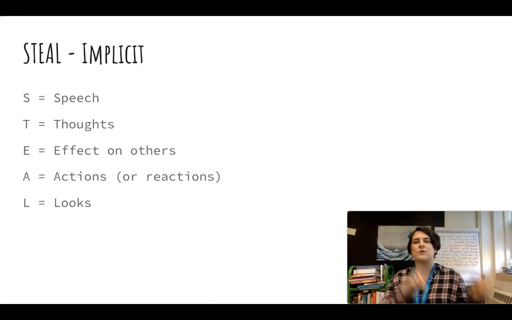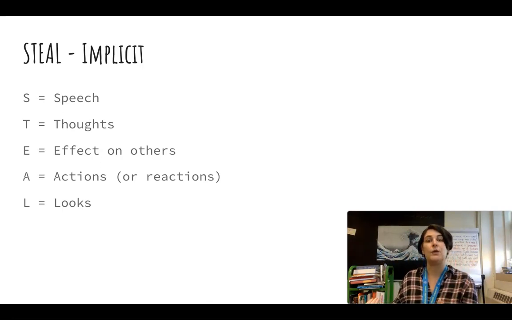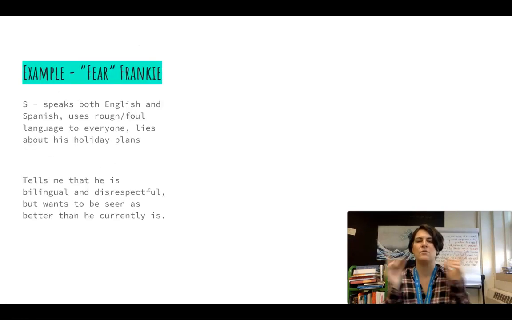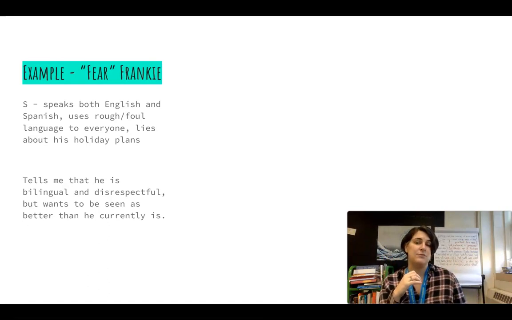Okay, so now that hopefully you have written these down in your notes, hint, hint, and if you have not, pause the video and do that. Okay, let's actually take a look at an example of how to use this to understand a character. So our example is Frankie, our bully. As you can see here, I have broken down some examples for each one and explained what it tells me. Like for speech, he speaks both English and Spanish, uses rough foul language to everybody, and lies.